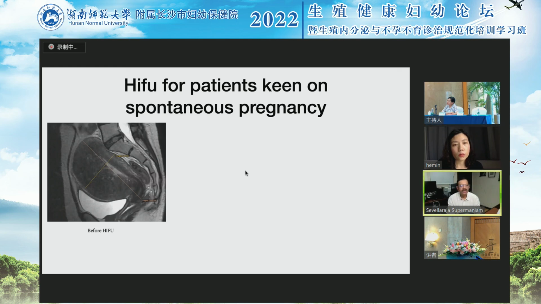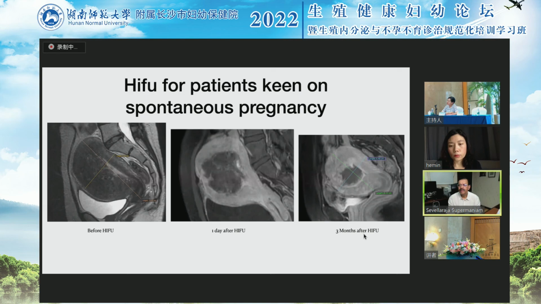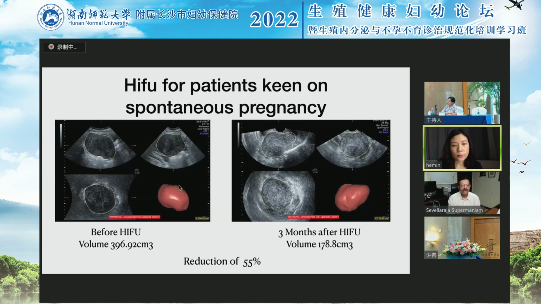So this is an example of a patient that I've done. This lady has a very large adenomyosis. This is 1 day after the ablation, and this is 3 months after HIFU. This is the volume of the uterus before HIFU, which is 396 centimeter cube, and after 3 months, the uterus volume is 178 centimeter cube, a reduction of 55%. So now I'm waiting for her to try to get pregnant on her own. If she doesn't get pregnant, I told her that she might have to consider IVF.